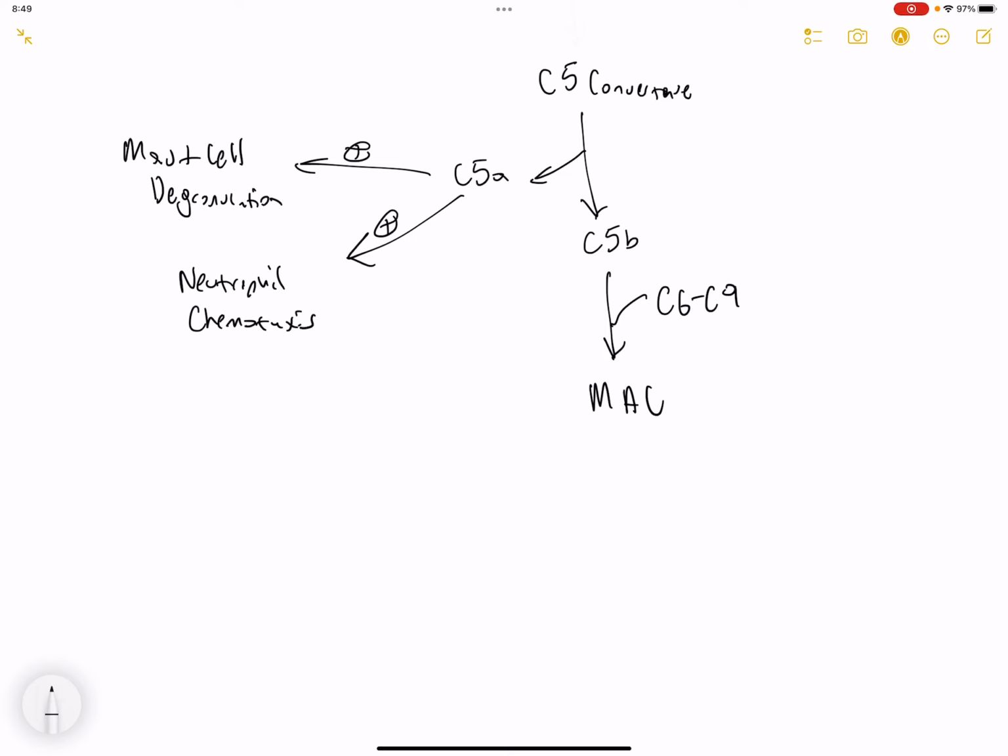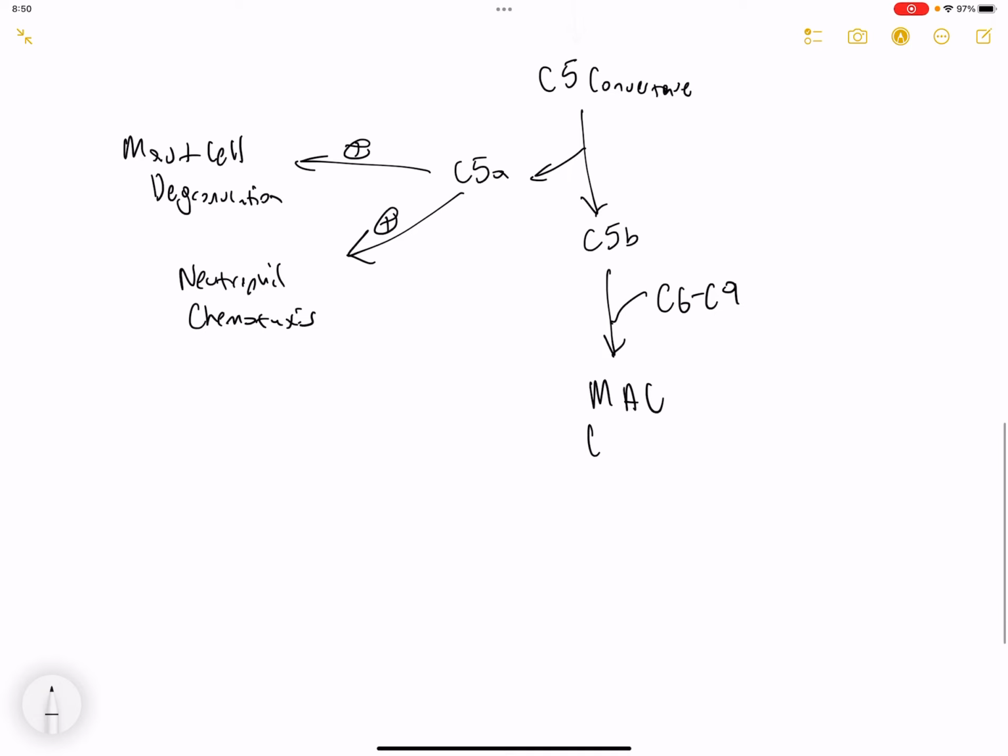Membrane attack complex will form on the surface of pathogens and cause pathogen lysis. So it is very important for the lysis of encapsulated bacteria, just like we mentioned earlier. Membrane attack complex can also form on the surface of red blood cells, and it can cause red blood cell lysis. And this can lead to something called paroxysmal nocturnal hemoglobinuria.